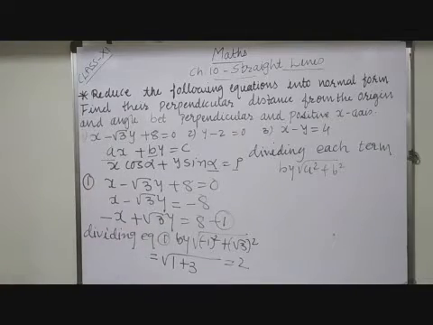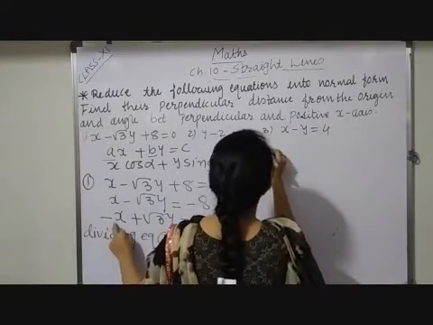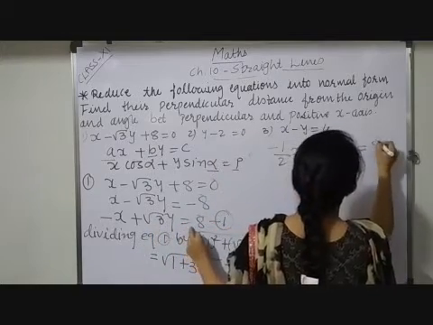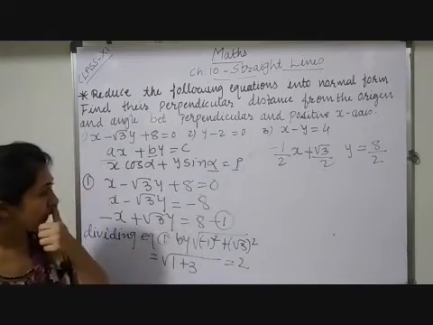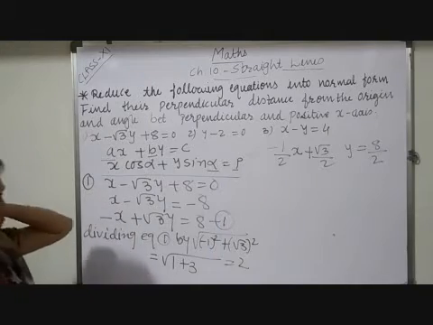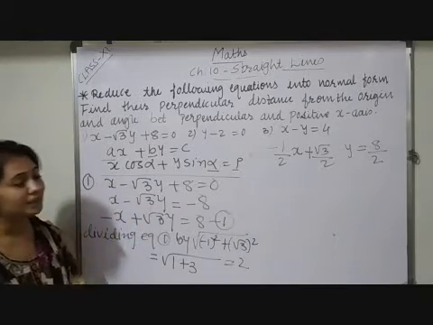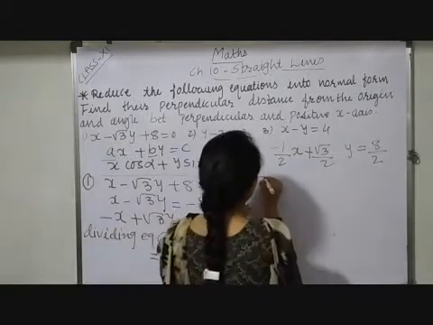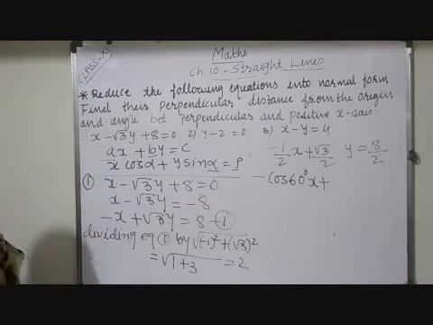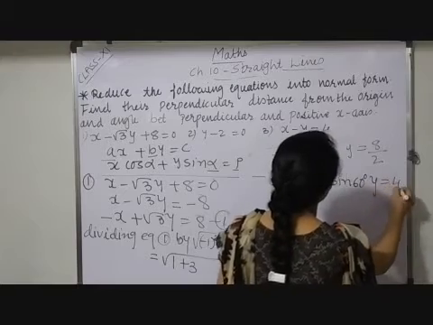So here I have to divide my equation by 2. So I will get minus 1 upon 2 x plus root 3 by 2 y equals 8 upon 2. Now you may observe, I have to convert this into normal form. So obviously I have to think that 1 by 2 is the value of which cosine ratio. 1 by 2 is the value of cos 60 degree. So here I can write minus cos 60 degree x plus, since root 3 by 2 is the value of sine 60 degree, sine 60 degree y equals 4.